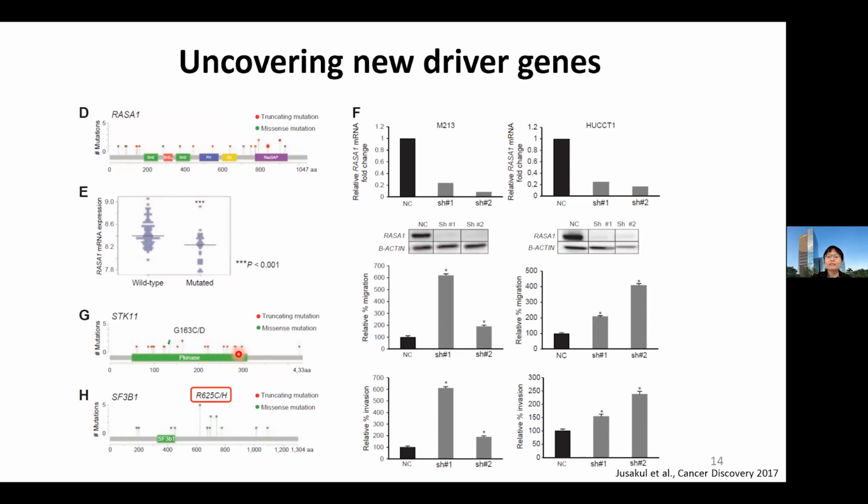We validated the tumor suppressor potential of one of the genes, RASA1, in vitro in cholangiocarcinoma cell lines. As can be seen here, M213 is a fluke-positive cell line, whereas HuCCT1 is a fluke-negative cell line. We knocked down RASA1 using shRNA, and once the expression of RASA1 is knocked down, we find that the migration and invasion capability of fluke-positive and fluke-negative cell lines increases, suggesting that indeed RASA1 is a strong tumor suppressor, consistent with its purported role.